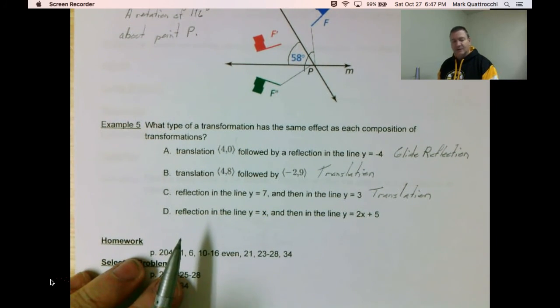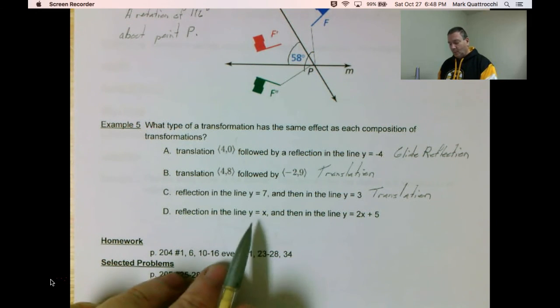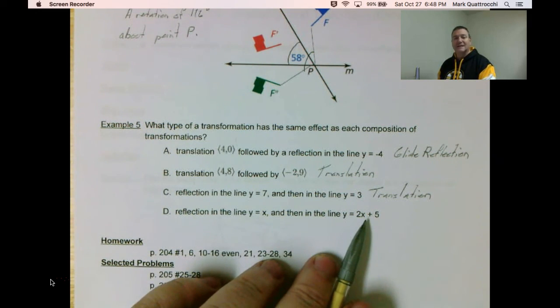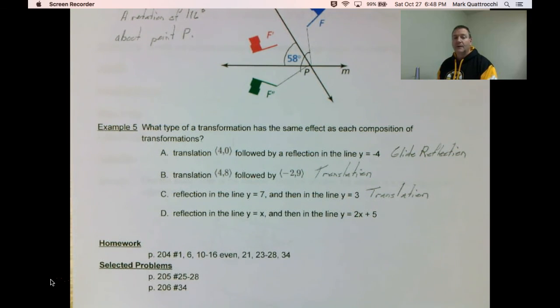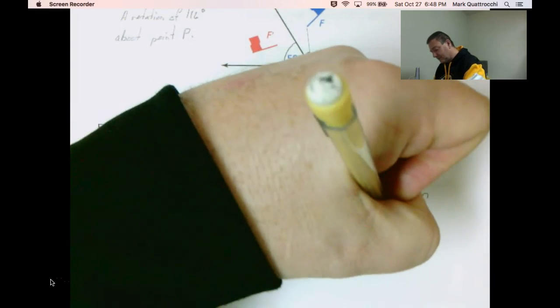Part D, reflection in the line y equals x, and then in the line y equals 2x plus 5. What's true about these two lines is that they are not parallel, they are intersecting lines. They do not have the same slope. A reflection in two intersecting lines is a rotation.